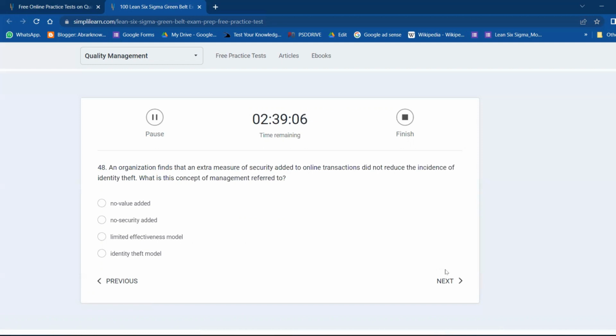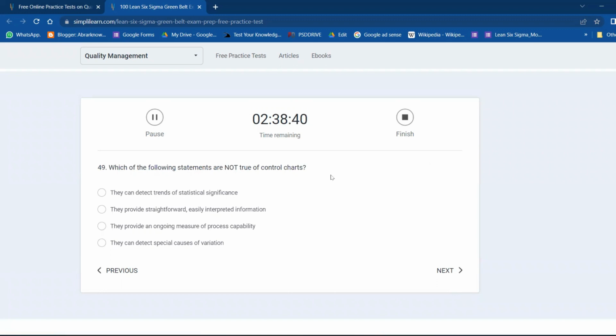And organization finds that an extra measure of security added to online transactions didn't reduce the incidence of identity theft. What is the concept of management referred to? So here we call them non-value added or no value added.